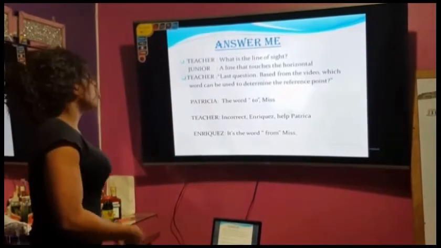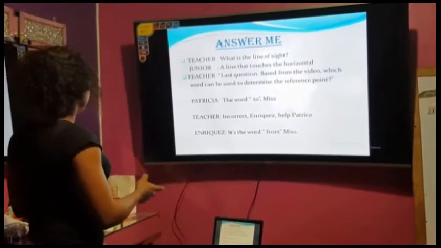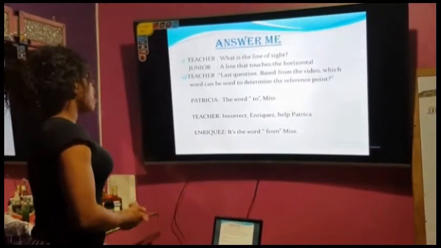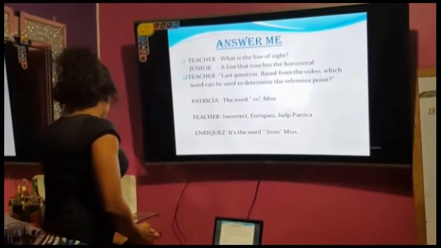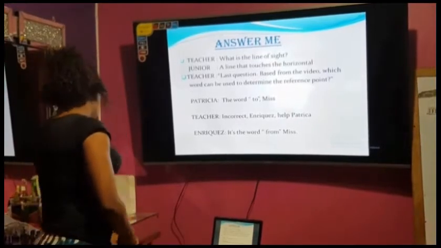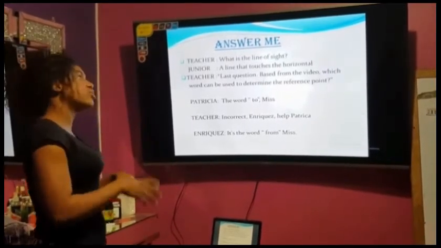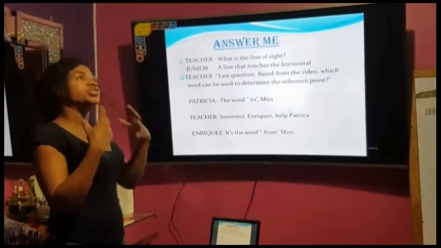Alright. So what is the line of sight? Yes, Junior. A line that touches the horizontal. Alright, Junior, yes, but there's more to what you just said. It is indeed a line that touches the horizontal, yes, but it should connect the object to the observer's eyes.